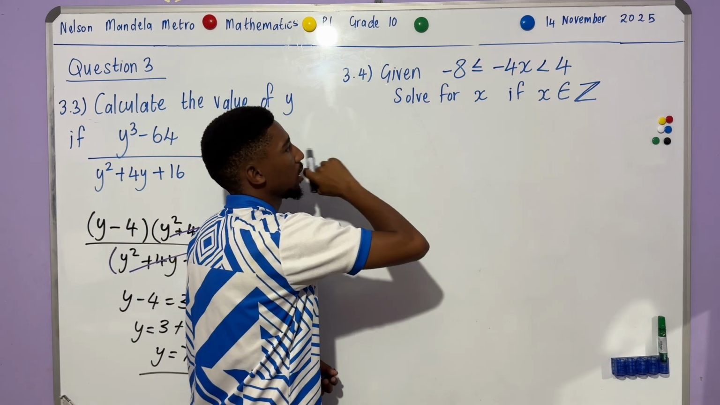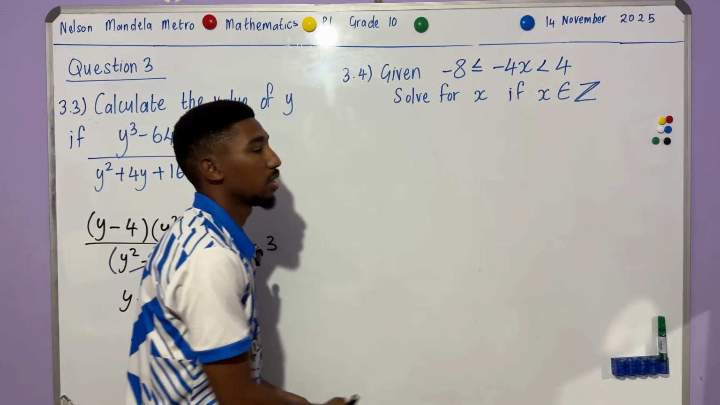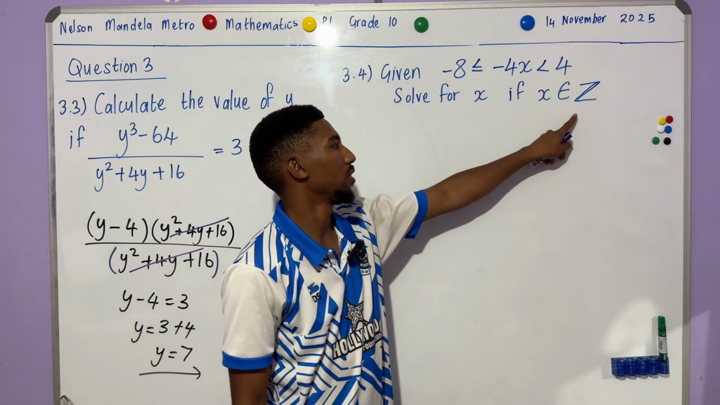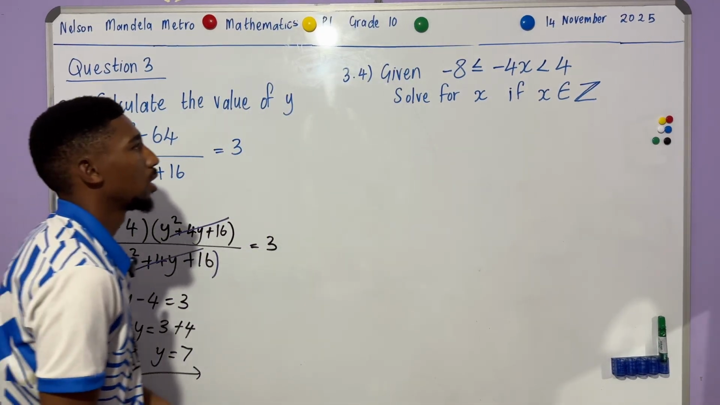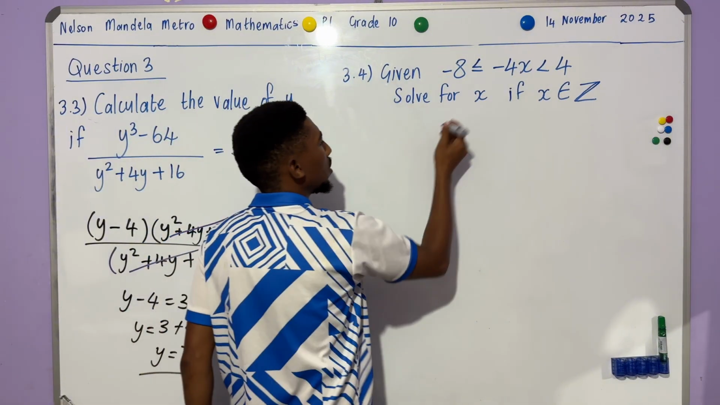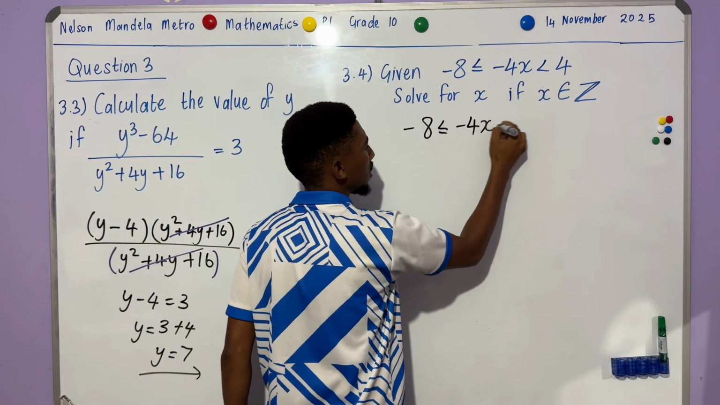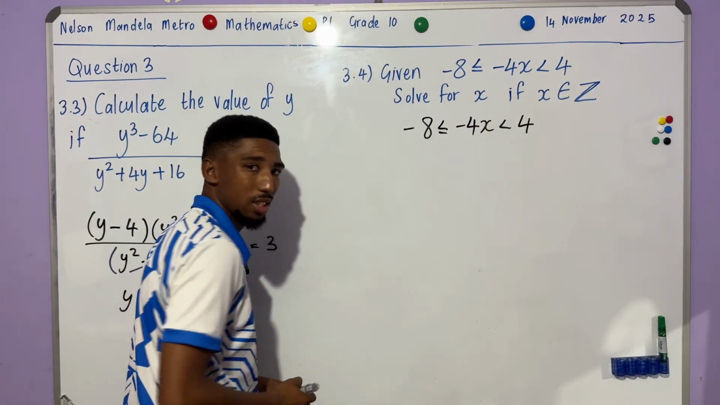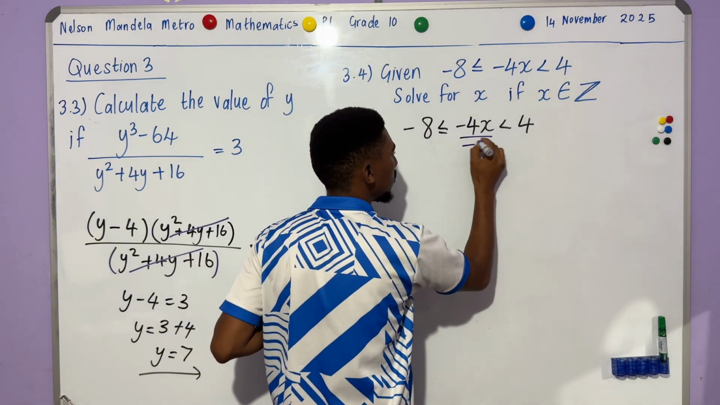Given minus 8 is less than or equal to minus 4x minus 4 is less than 4. Now we need to solve for x if x is an element of integers. So x is basically an integer. Now we want to solve. We have minus 8 less than or equal to minus 4x minus 4. We want to have x alone in the middle, so we need to get rid of the negative 4. So we're going to divide by negative 4.